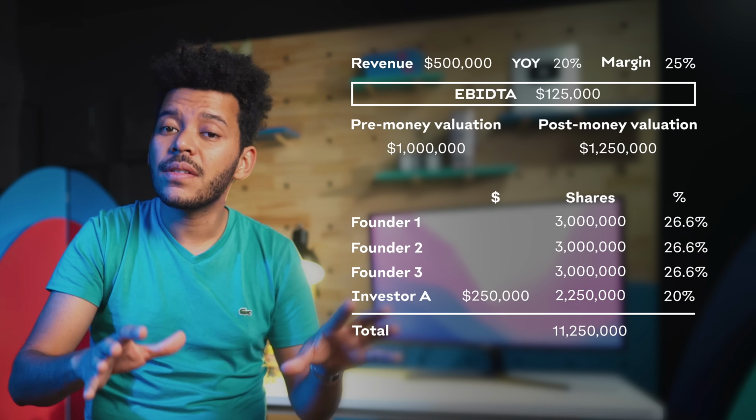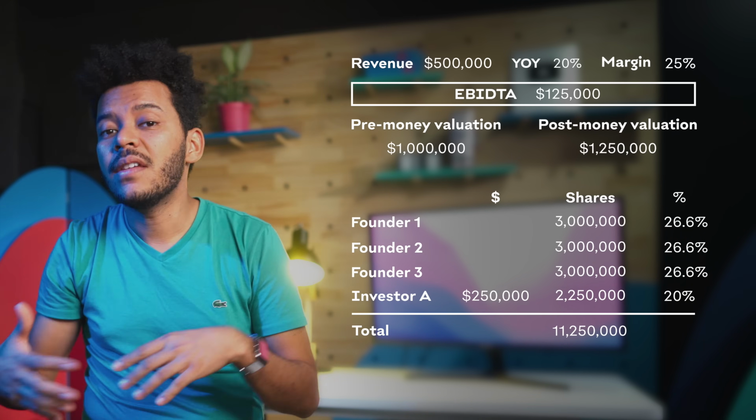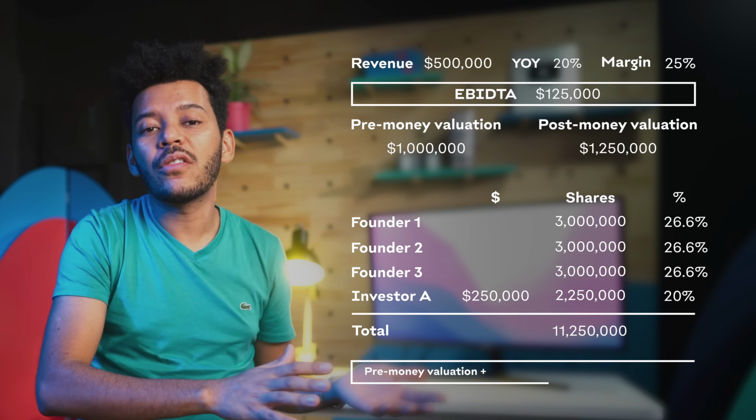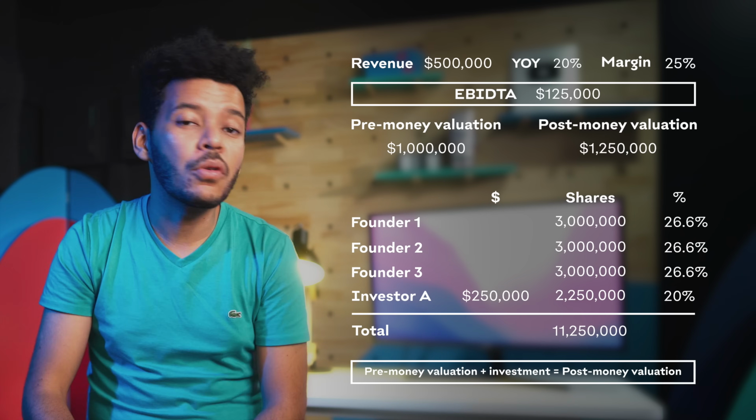The number of shares they own is the same. What changed is the percentage of equity that they represent. So once again, pre-money valuation plus investment equals post-money valuation.